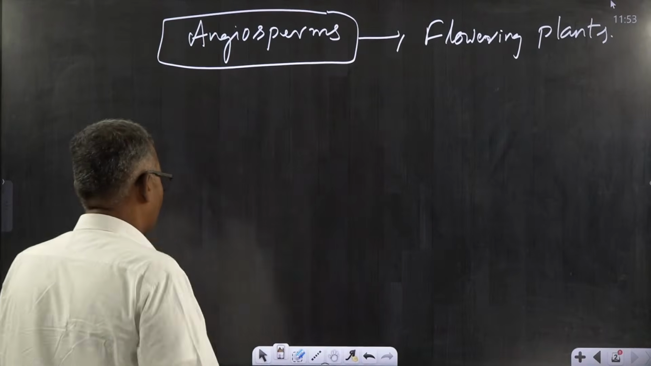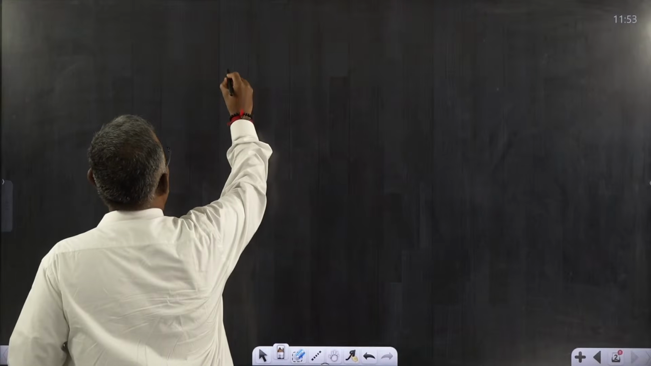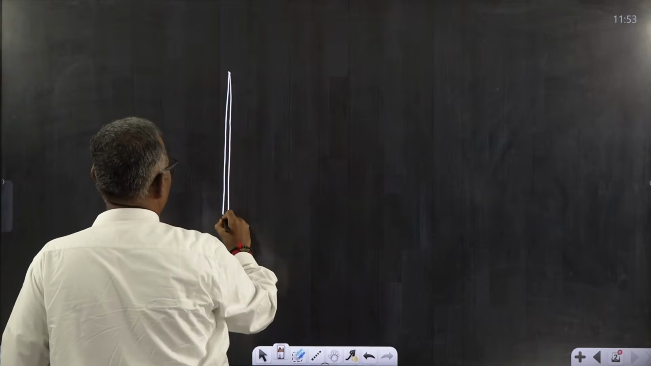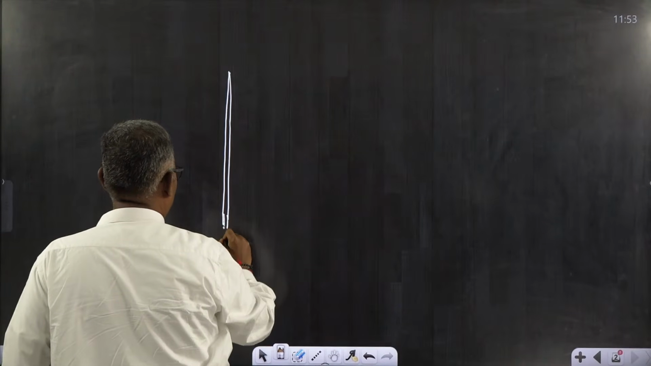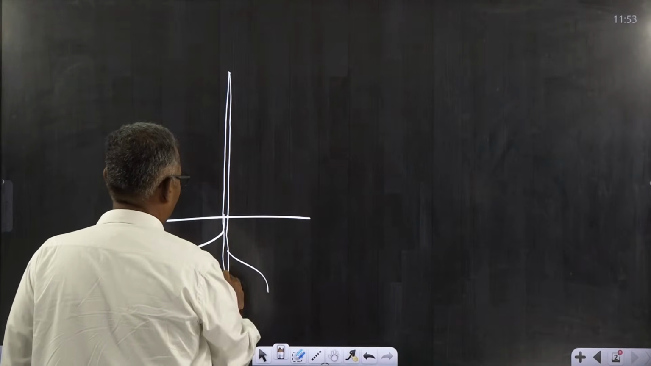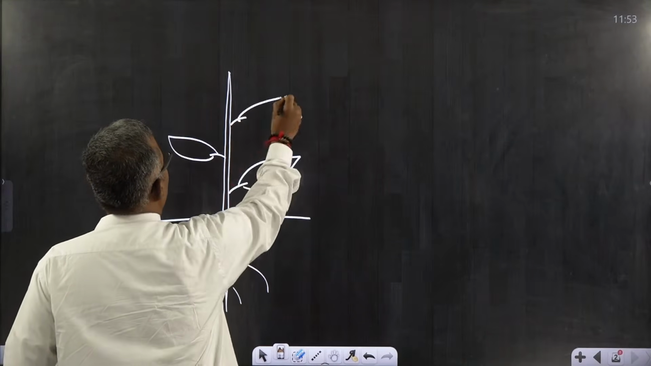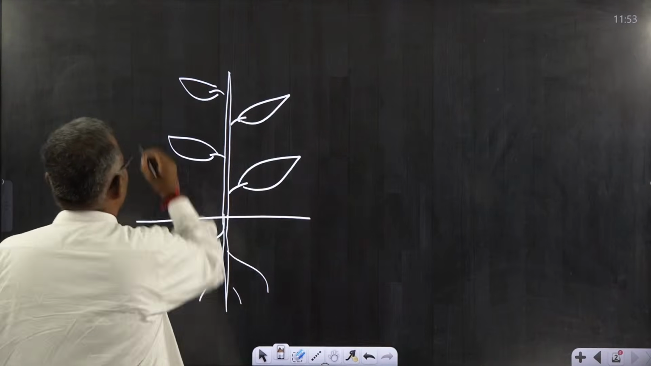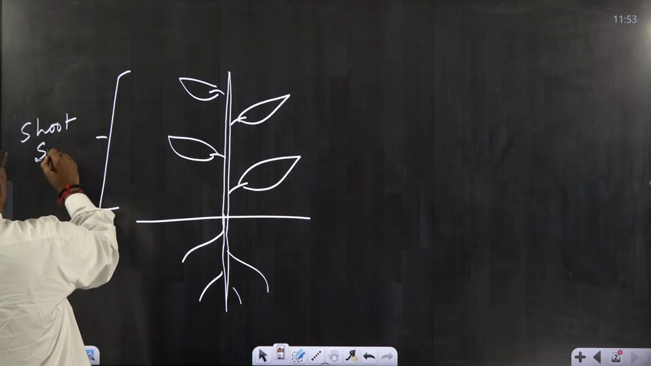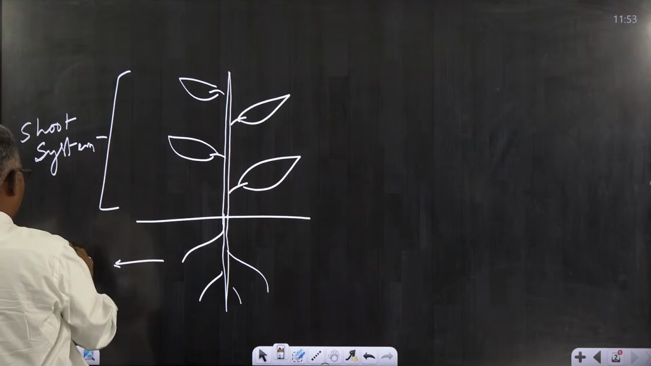If you take the external morphology of a flowering plant, a flowering plant shows two types of system in its body. One is root system and the other one is shoot system. Now this is shoot system and this is root system.